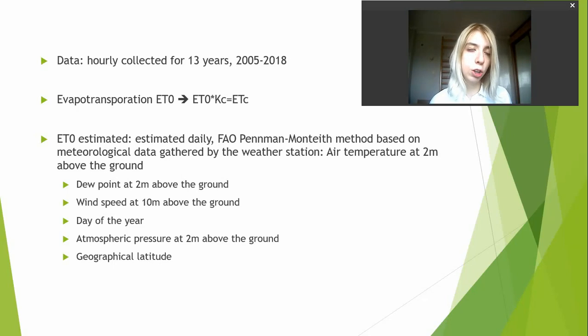So evapotranspiration is estimated daily. The method used is FAO Penman-Monteith, and it is based on meteorological data gathered by the weather station. The weather station is the airport weather station at Vršac, and the data gathered are air temperature at 2 meters above the ground, dew point 2 meters above the ground, wind speed at 10 meters above the ground, and atmospheric pressure at 2 meters above the ground every day of the year, and the geographical latitude is also counted in.